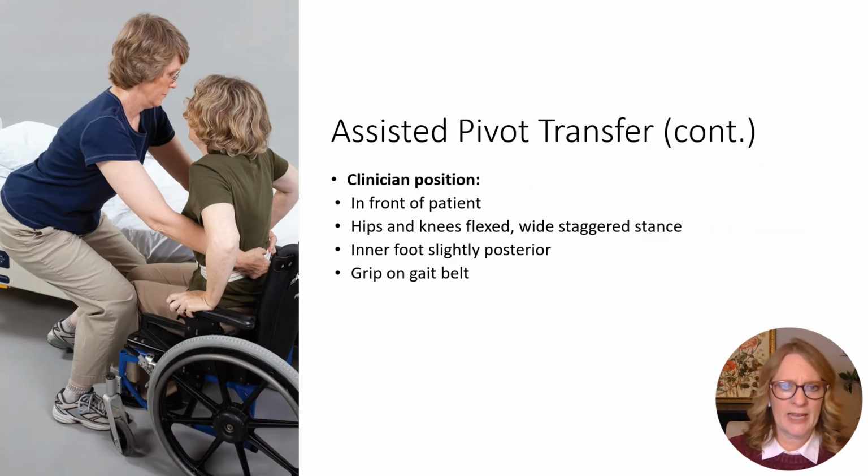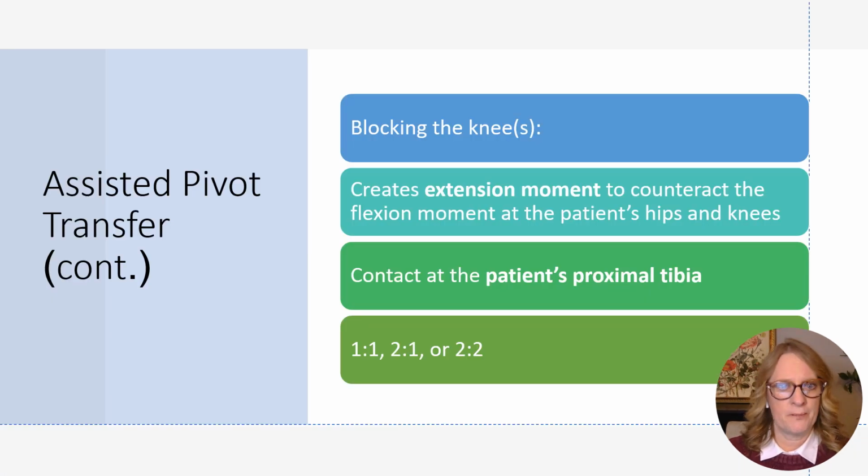You see the knee block here. So the clinician's back is straight. That's really important. Clinician's hips are flexed, knees are flexed, wide base of support. Inner foot is slightly posterior, and there's a grip on the gait belt. Blocking the knees, you're going to create that extension moment to counteract that flexion moment or flexion movement at the patient's hips and knees.